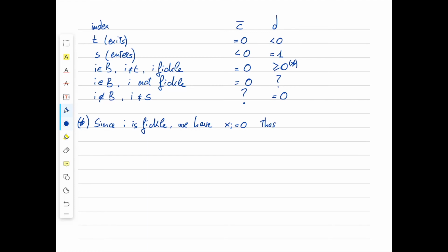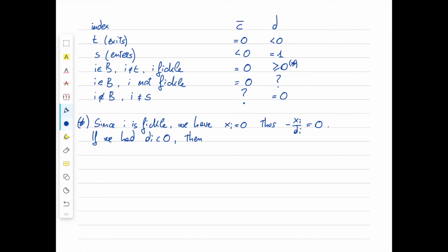Thus, the ratio that we consider when we choose the variable that exits the basis is equal to 0, because this is the ratio minus x_i divided by d_i, and since x_i is 0, this ratio is equal to 0. So now let's prove that d_i is greater than or equal to 0 by contradiction. If we had d_i strictly negative, then the index i would have been considered when choosing the exiting variable, and it also would have achieved the smallest possible ratio because the ratio is 0. So now it would have been tied with other variables to exit the basis.